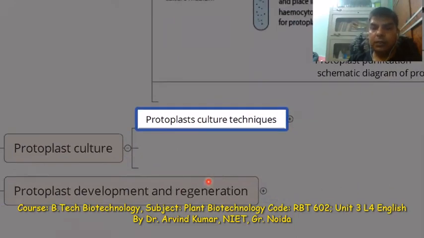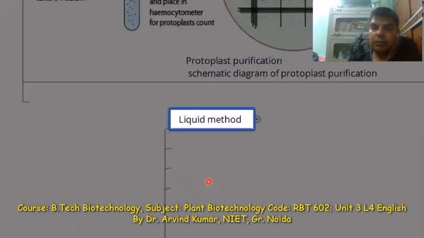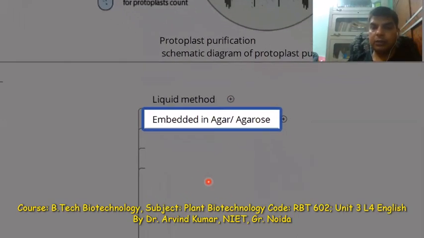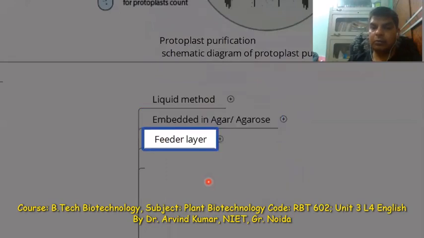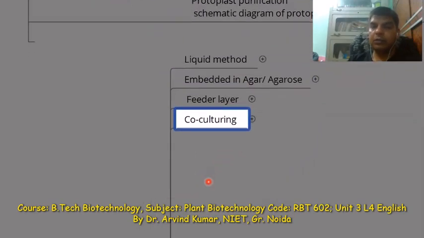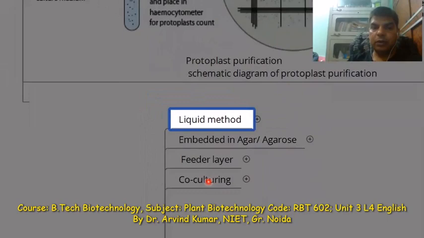Now, for protoplast culture, there are methods available. These are the methods in tissue culture which we use for the culturing of an isolated single cell. Protoplast is none other than a single cell, and we need to apply those tissue culture techniques we use for single cell culture. So there is the liquid culture method, the embedded in agar or agarose method, the feeder layer method, and the co-culturing method. One by one, we're going to see the details of all these methods.